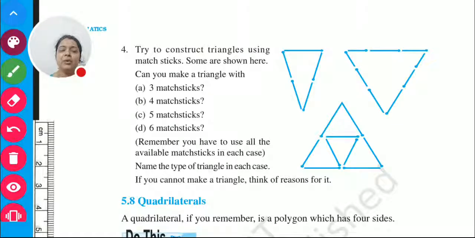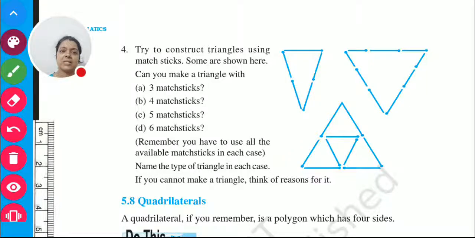Whenever you go for a matchbox and check all the matchsticks, you will find that all the matchsticks are of the same length, right? So if all the matchsticks are of the same length, what kind of triangle will it form? Remember, you have to form a triangle only. You are not supposed to form a quadrilateral or a hexagon or octagon, nothing. You have to form a triangle only.